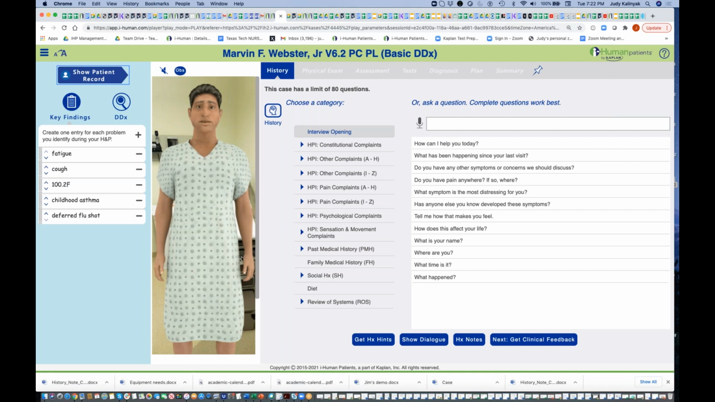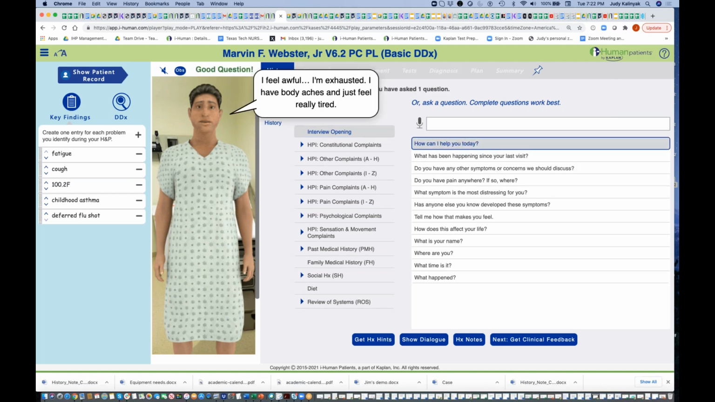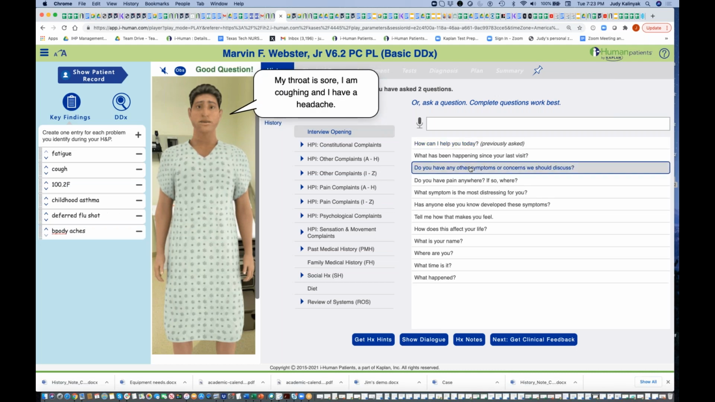So now I'm going to start with my 2 open-ended patient-centric questions. I have the interview opening folder here. How can I help you today? As soon as I get a good question, I know I've got one of the key questions that the author felt I should ask. And I've also learned he has body aches. I'm going to ask the next open-ended patient-centric question, any other symptoms or concerns? And I get another hit. Another good question, another point obtained. And I see that he has a sore throat and a headache.